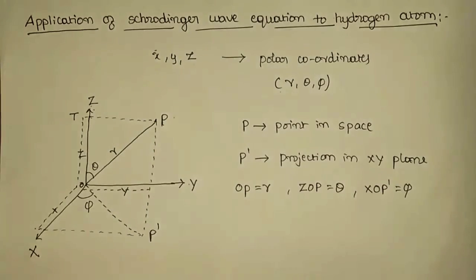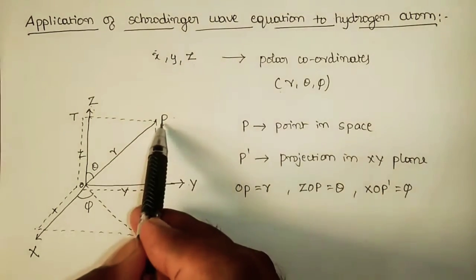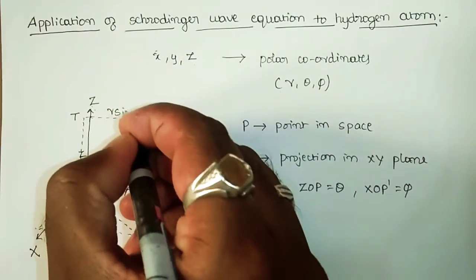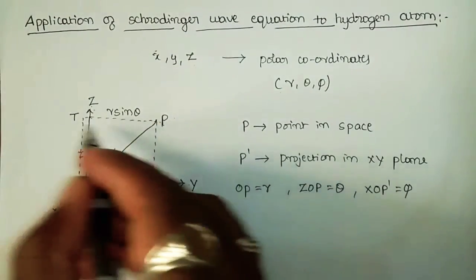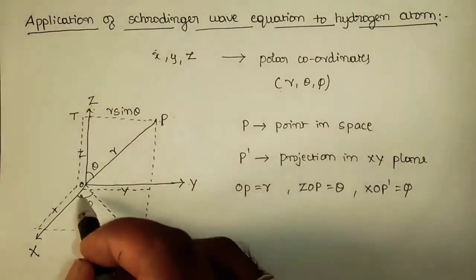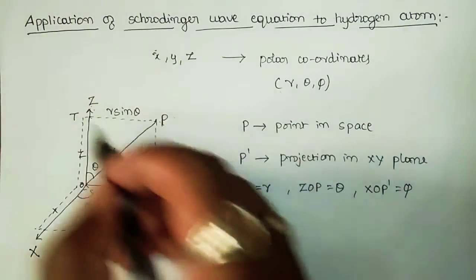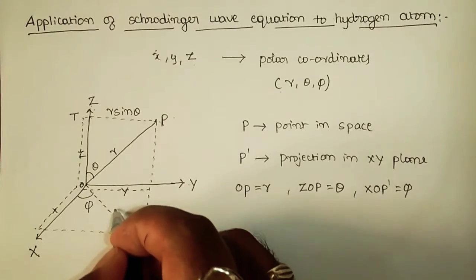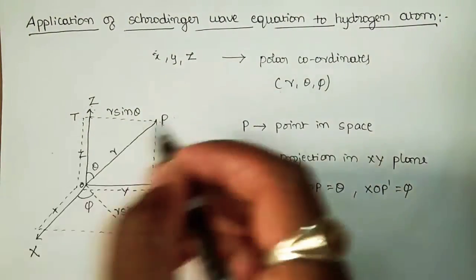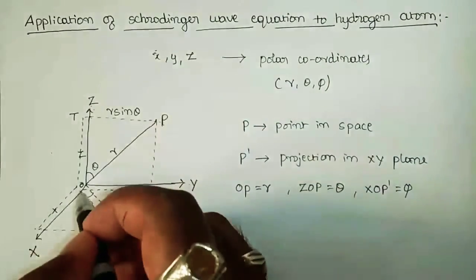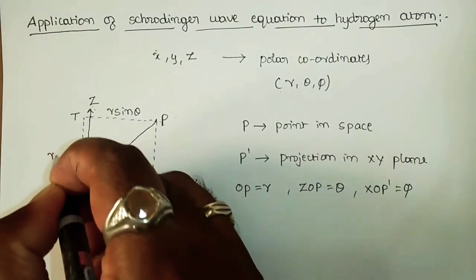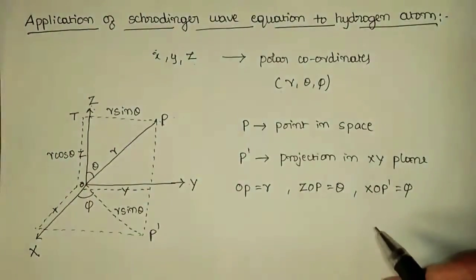XOP prime will be phi. And you can observe that PT is R sine theta, and PT is perpendicular to the z axis. Therefore, the projections PT and OP prime will be almost similar. So this can also be taken as R sine theta, and PT is perpendicular to this z axis. So ZO will be taken as R cos theta.